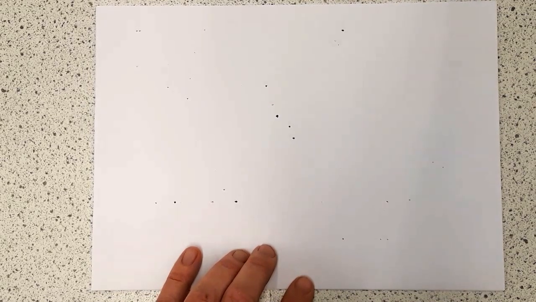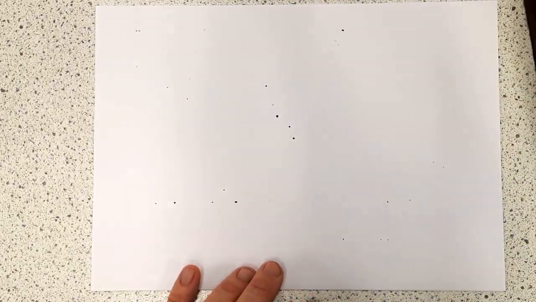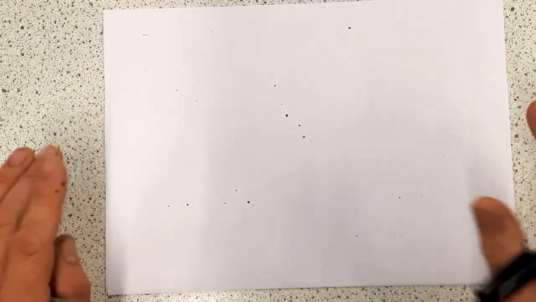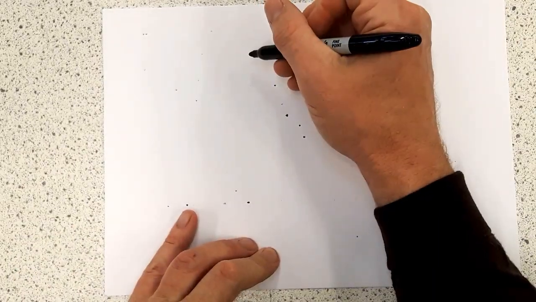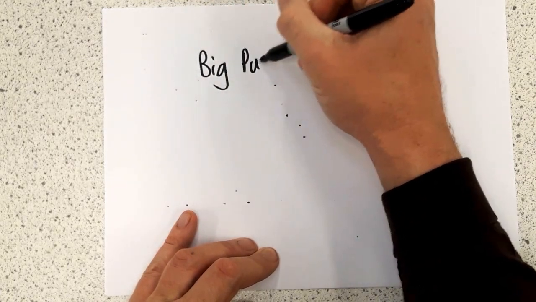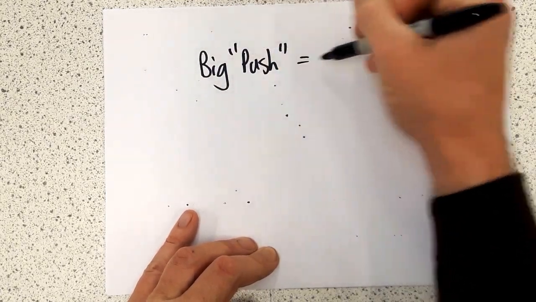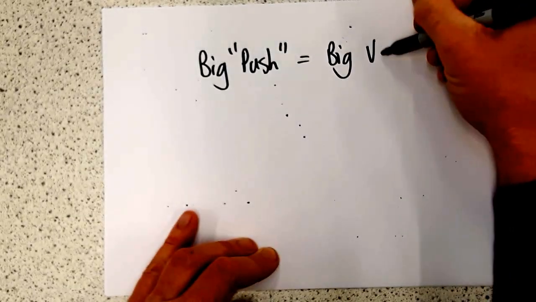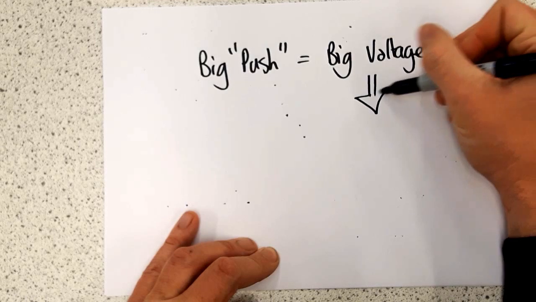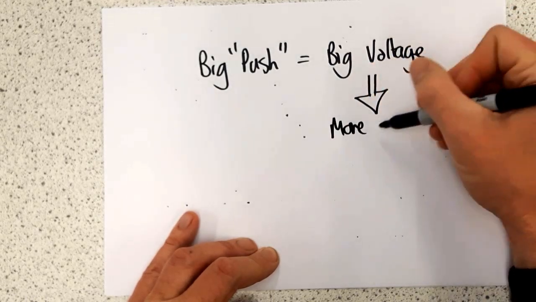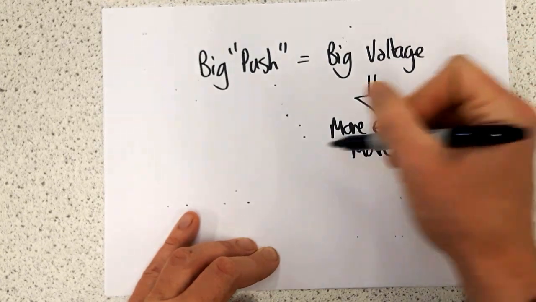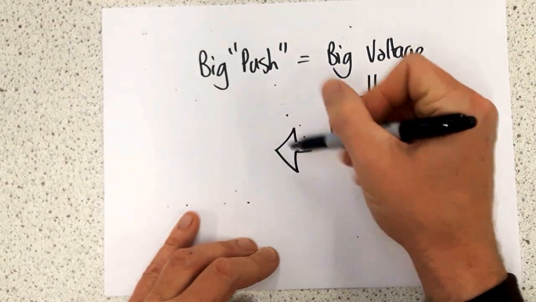So how are current and voltage related to each other? Well, it's quite simply this, that if I give the electrons a big push, that means it's a big voltage, then that's going to cause more electrons to move. So I end up with a bigger current.